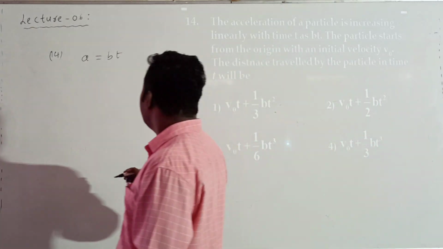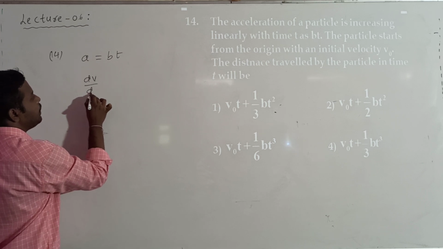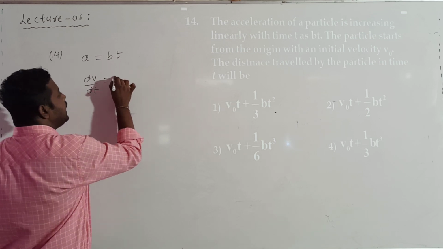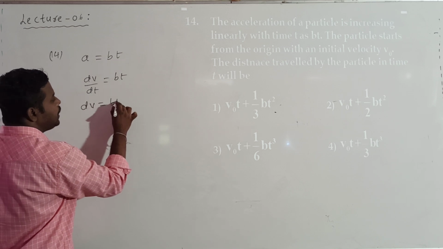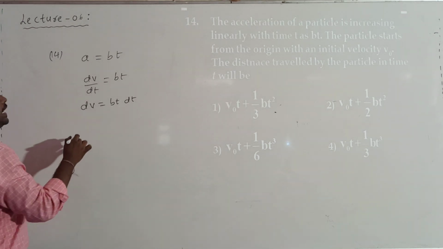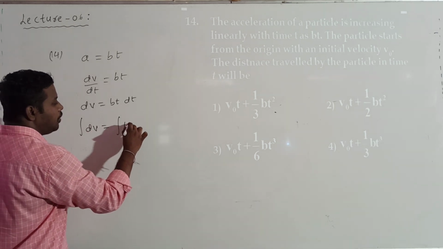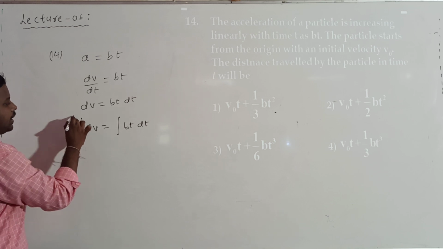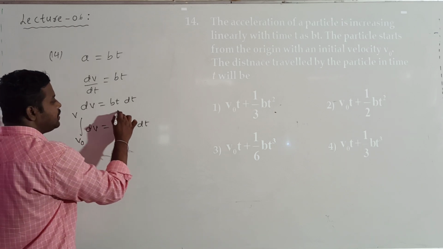Okay, now. Instantaneous acceleration can also be written as dv divided by dt. The rate of change of velocity is nothing but the acceleration. So dv by dt is equal to b into t. Then from this, dv is equal to b into t into dt. Can I write that? Now applying integration on both sides. Integration of dv is equal to integration of bt into dt. Can I take the integration limits of initial velocity v0, final velocity v, and here initial time 0, final time t.